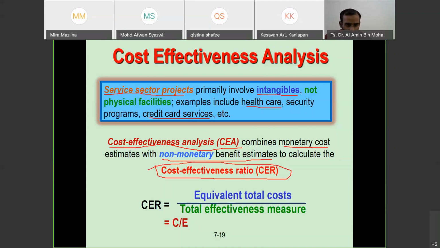So this is the formula for CER. We calculate the equivalent total cost, C, and then we divide it by the total effectiveness measure, E. So basically E is the total effectiveness measure and C is the equivalent total cost. So we are going to identify C and E and then we are going to get the CER.